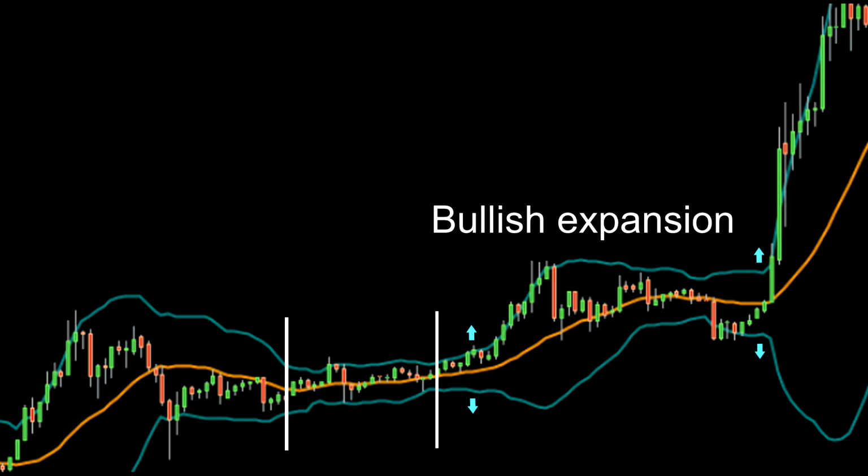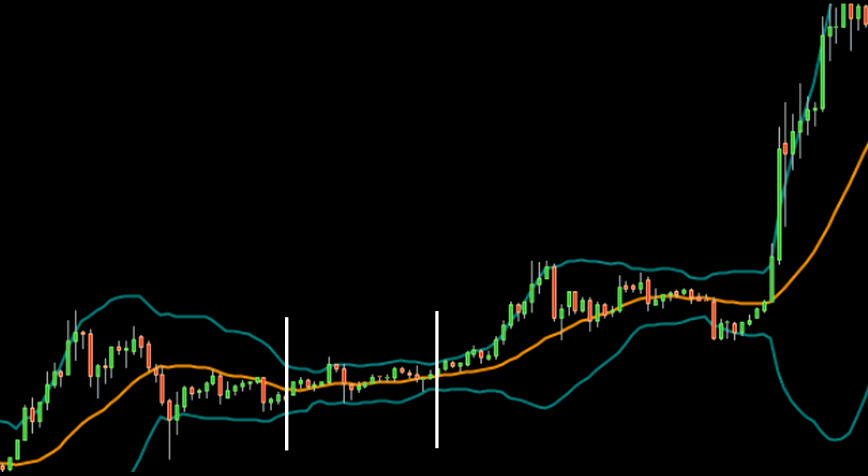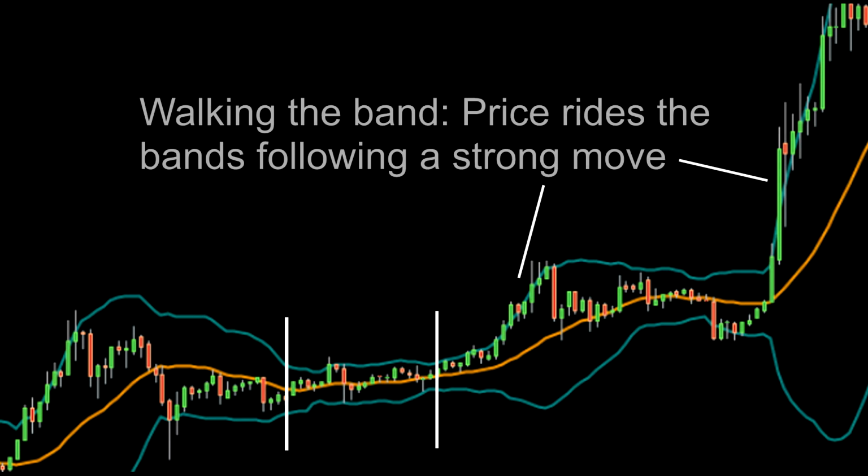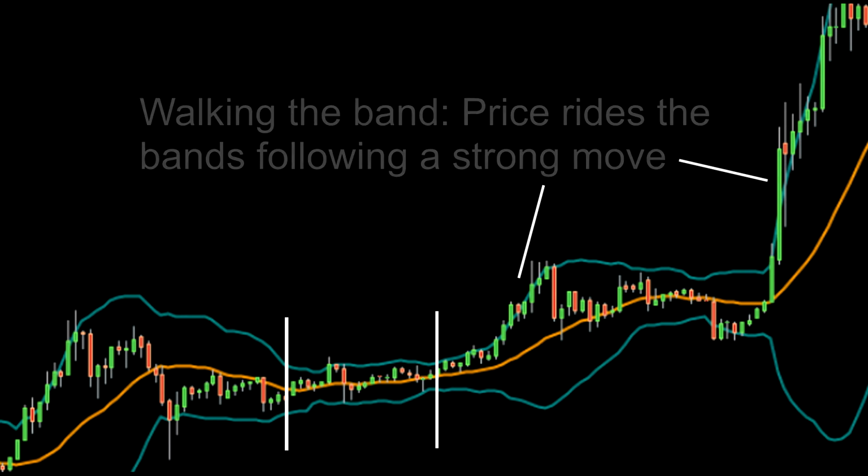Bullish expansion and bearish expansion. Both bands expand on the move, indicating a strong move over a short period. Price will frequently walk the band, which is an indication of increased volatility relative to the time frame.